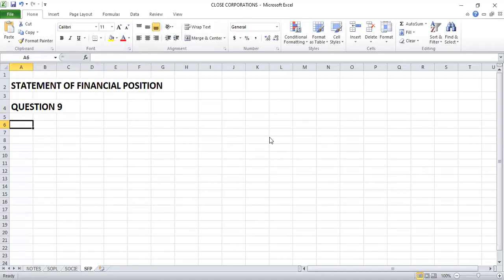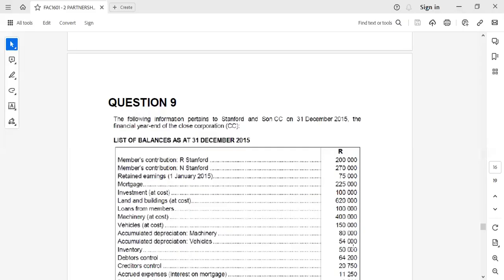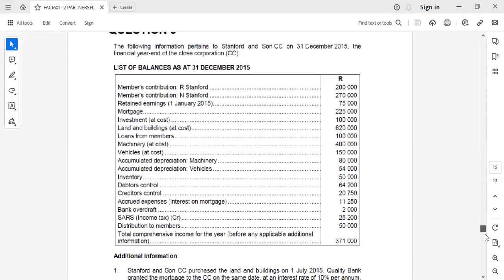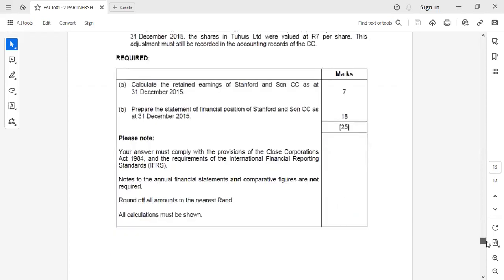Right, our question says the following information pertains to Stanford and Sons CC on 31 December 2015, the financial year end of the close corporation. Now we're told, number A, calculate the retained earnings of Stanford and Sons CC as at 31 December.